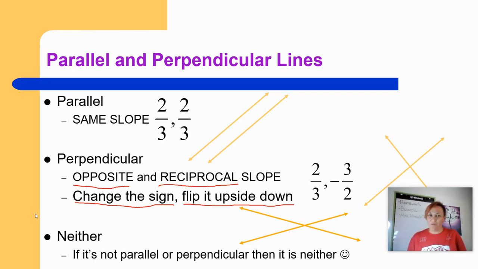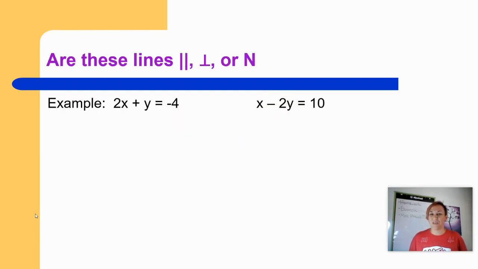Let's do a sample problem where we try to tell if two lines are parallel, perpendicular, or neither. You are allowed to use the symbols from geometry class instead of writing out the entire word. The two lines, like the two L's, mean parallel. The upside down T means perpendicular, and then you can just use the letter N for neither. So here I have two linear equations, and I want to tell parallel, perpendicular, or neither. To do that, I need to know what their slopes are.